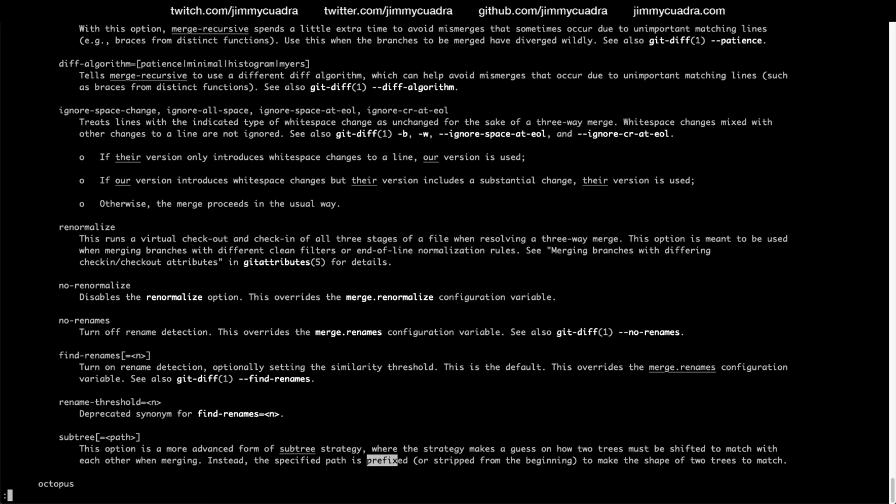Let's say someone's talking in chat. The subtree, if you do a prefix, will create the subtree in a directory. So the subtree command would be git subtree add. And then it would put the repo into that directory. Huh.